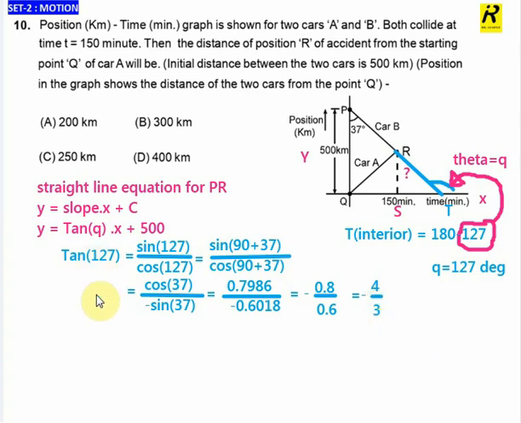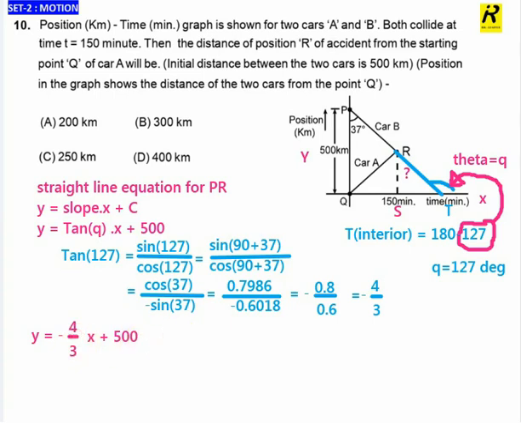So this is tan 127. Now I use minus 4 divided by 3 in place of tan theta. So y equals minus 4 divided by 3 into x plus 500. This is the equation we got.